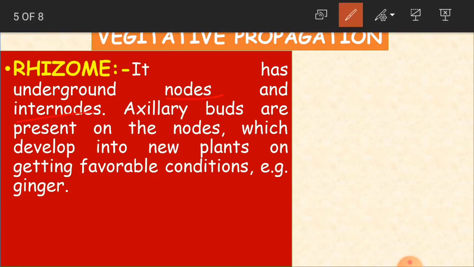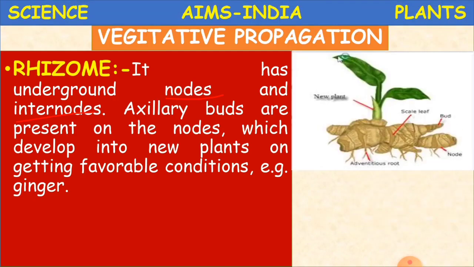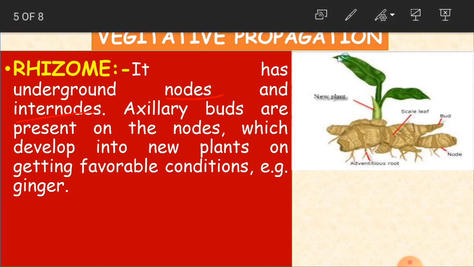It has underground nodes and internodes, and axillary buds. Axillary buds in the sense what? Located in the axil of the leaf. Axil of the leaf in the sense what, children? Like a new branch or a new plant arising. See here. Have you seen here in the picture? This is the picture of the ginger here. So these are the nodes, these are the nodes here.